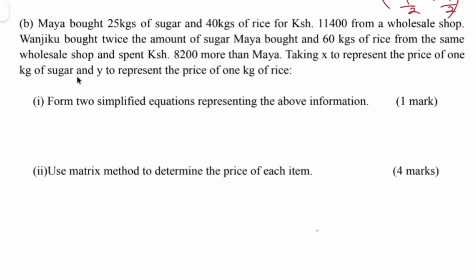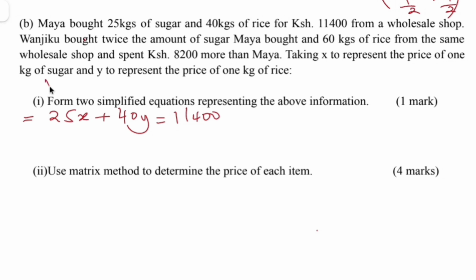Swali rahisi. Umeona? Sasa Maya, mashallah jina nzuri, Maya bought 25 kgs of sugar and 40 kgs of rice for 11,400 shillings. So you know that. And if you want to write it as an expression, which is very easy, wajua ni 25 times the price of 1 kg of sugar itakupa 25x plus 40 times y equal to 11,400. Ikiwa uko na haraka, ignore hii sentence ya pili, but be very careful, very keen.